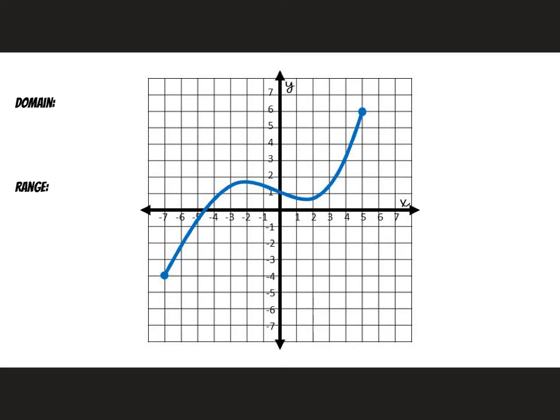All right. Here we can see at the end, we don't have arrows. We just have closed circles, which means it's not going on forever and ever, and it is stopping. So for the domain, we have a stopping point right here and a stopping point right here. See that? It's not all real numbers.